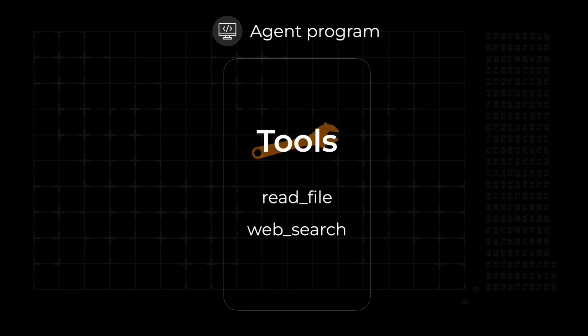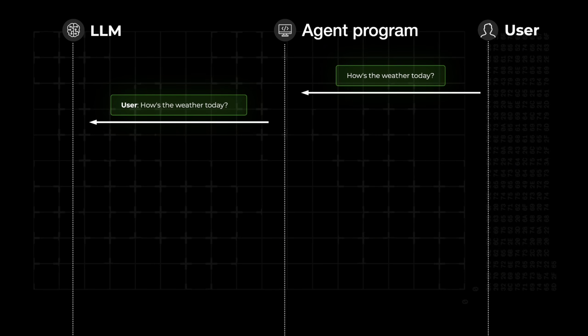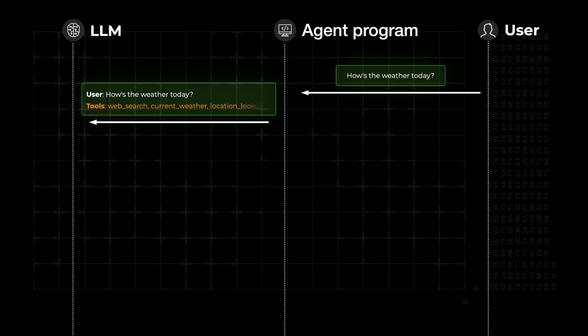You only need to know that if you give a tool a clear input, it can perform a specific action and return a result. So when needed, the model can tell the program to call it. Suppose the user asks, how's the weather today? Now the agent program doesn't just pass on the question, it also lets the model know what tools are available.